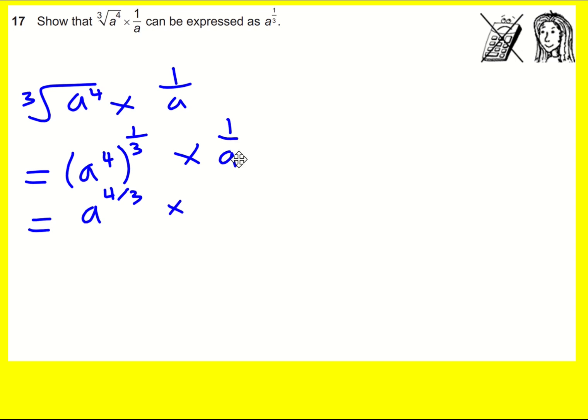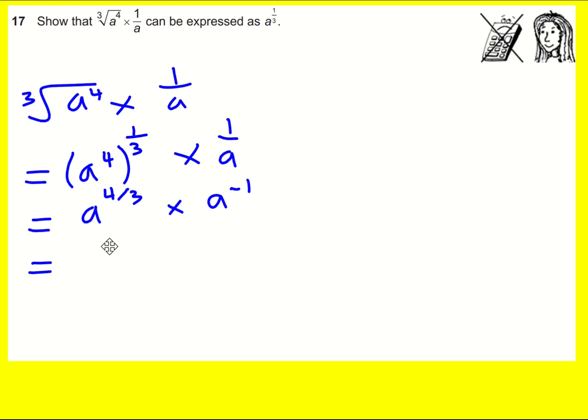Now there's one other thing I need to deal with this and write it in index form. And actually this is a to the minus 1. They are the same thing as well. You need to know that if you want to use fractional indices. It's a bit harder to show where it comes from. I might do so at the end of this actually.